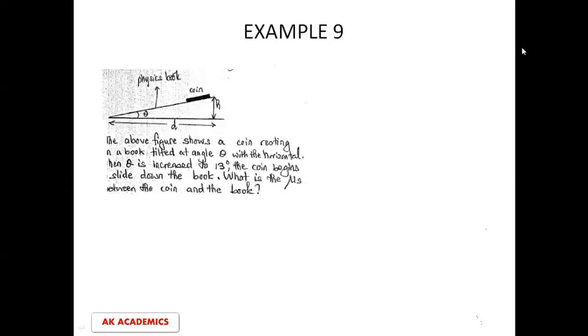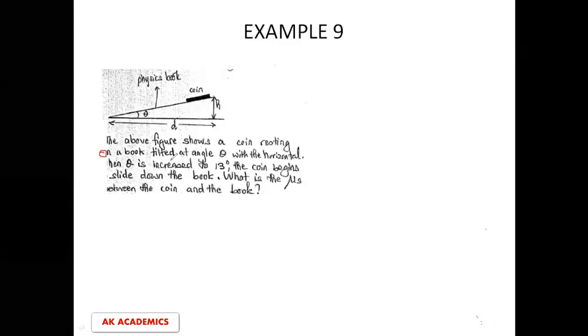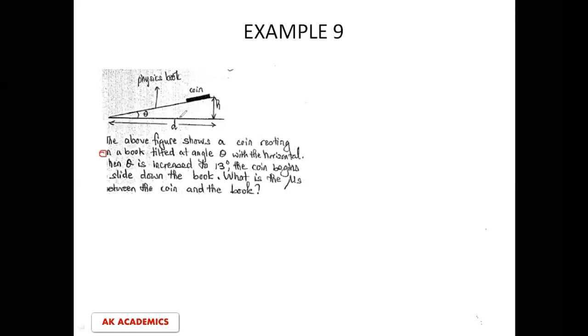For example 9, the above figure shows a coin resting on a book. The book is tilted at an angle of theta with the horizontal. You can see theta here, and this is our horizontal here. You can see the coin resting on the book. The book is tilted at an angle theta.